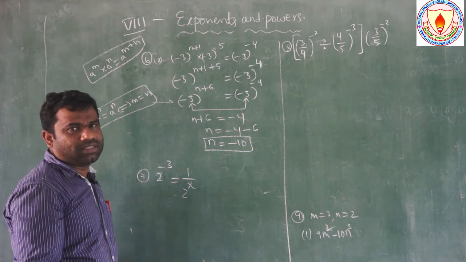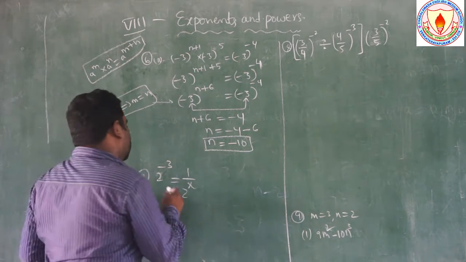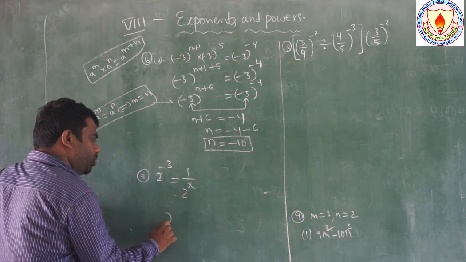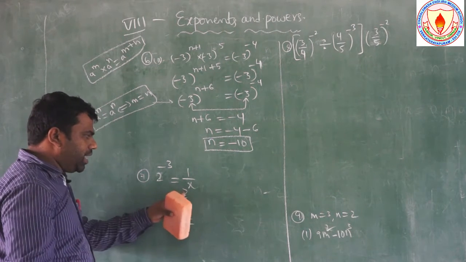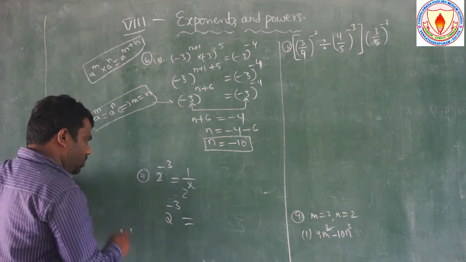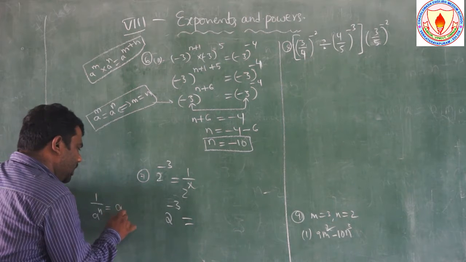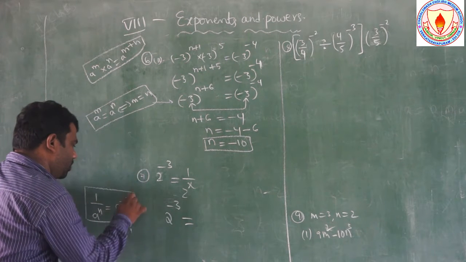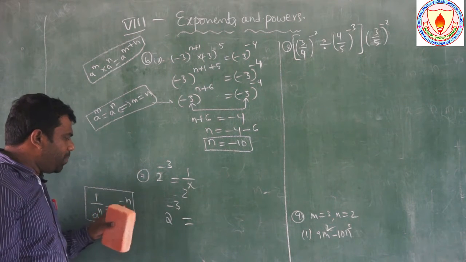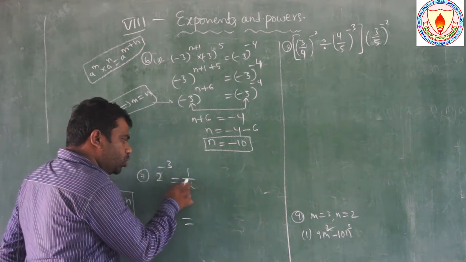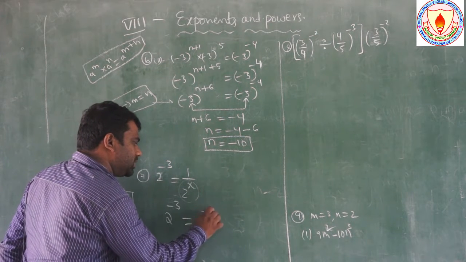What is the value of x? That is asked. Fine. Here 2 power minus 3 is equals to, here one formula I said. What is that? 1 by a power n is equals to a power minus n. This formula. In the same manner, 2 power x comes up, so 2 power minus x.